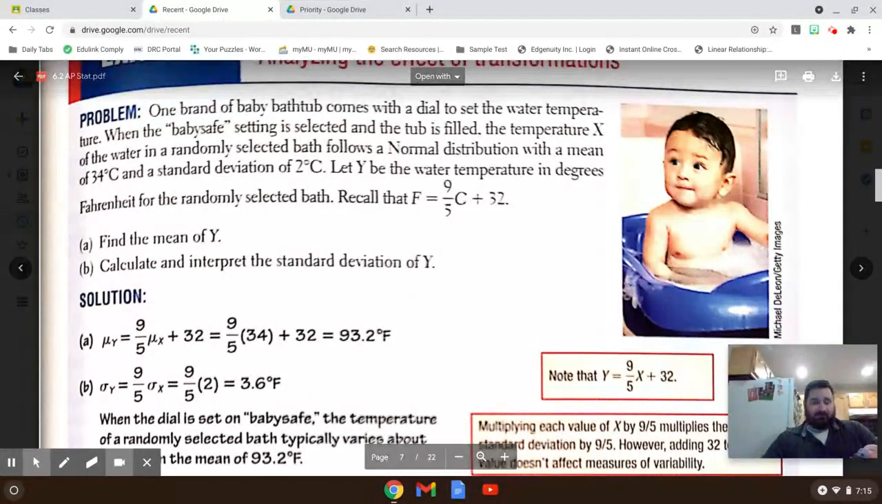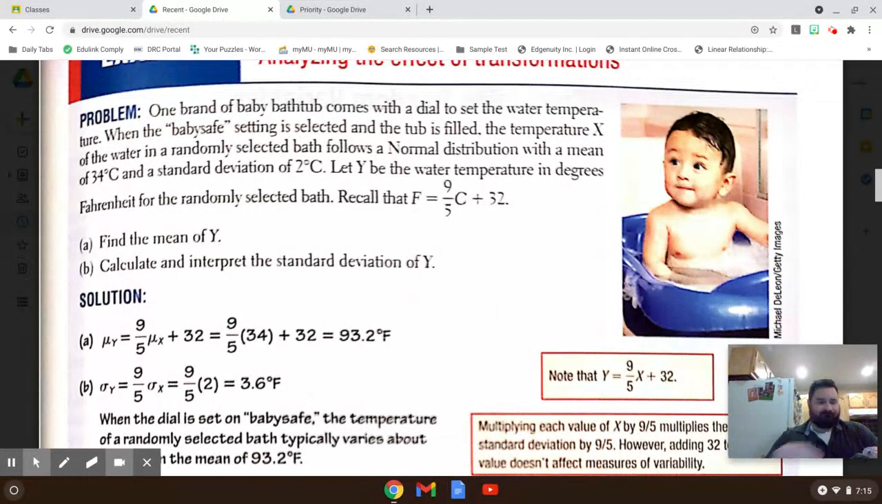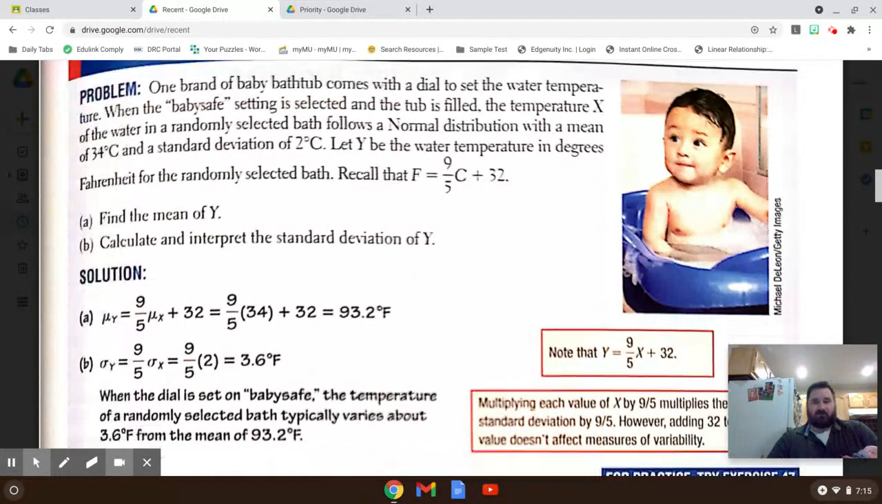That seems warm to me, but hey, whatever. I guess not. You go in pools when they're 70, 80 degrees, I suppose.